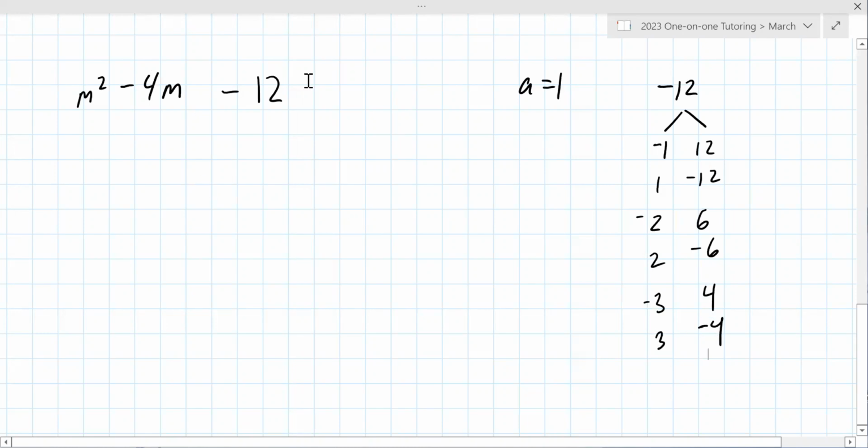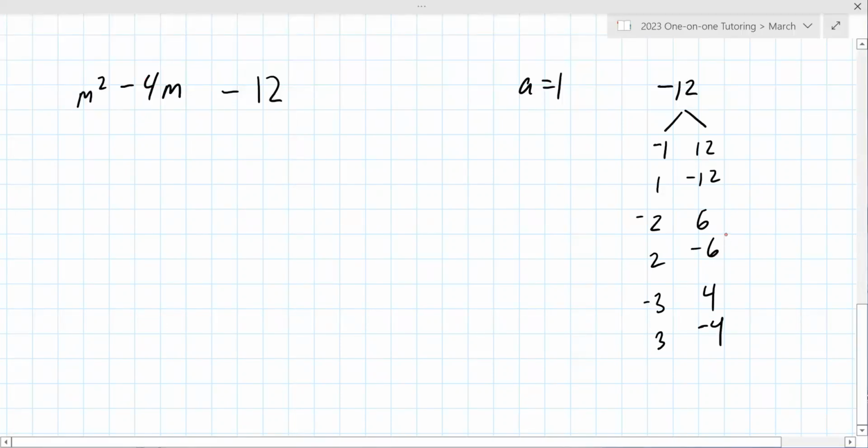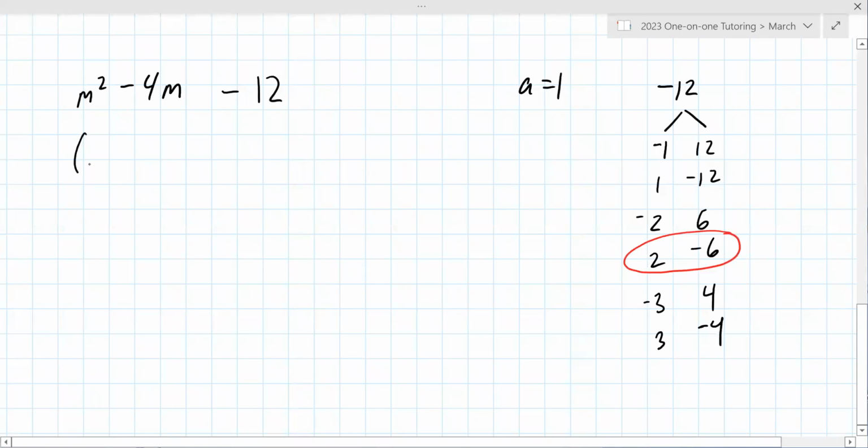Okay. And then do any of these add up to negative 4? Any in this list on the right here, do they add up to negative 4? I would say, because of negatives, negative 2 and 6. That adds up to positive 4. So then it would be 2 and negative 6. Yes. Okay, so really the hardest part is coming up with the list. So in this case, it's m plus 2. Notice I'm using that number on the right there, and then m minus 6. Okay.